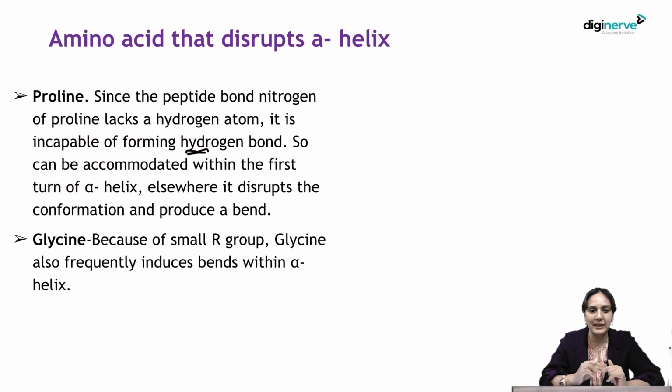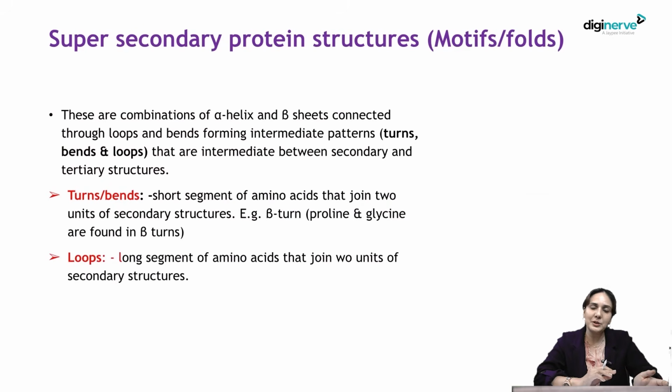Otherwise, it will produce a bend. Similarly, glycine, which is the smallest amino acid, also induces bends within the alpha helix. So these are examples of some amino acids which disrupt the alpha helix, and you should know them. Then this was about secondary structure.